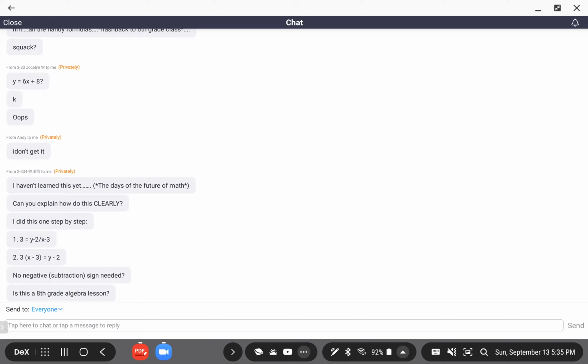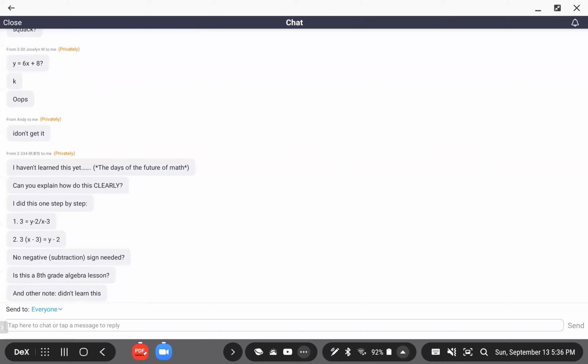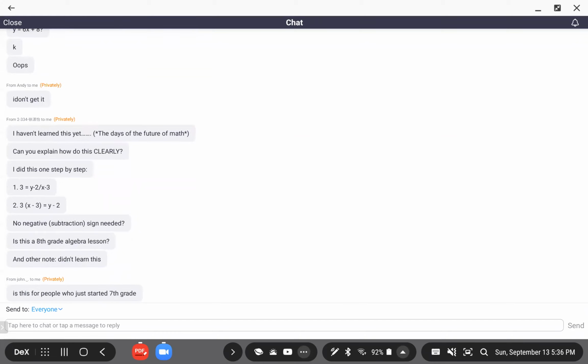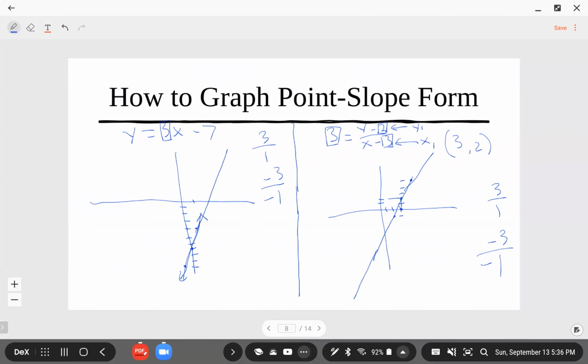student that just asked me, is this an eighth grade algebra lesson? This is actually the 7th grade curriculum. So not 8th grade. So no negative sign needed. That might be a bit confusing. So why not a negative sign included?